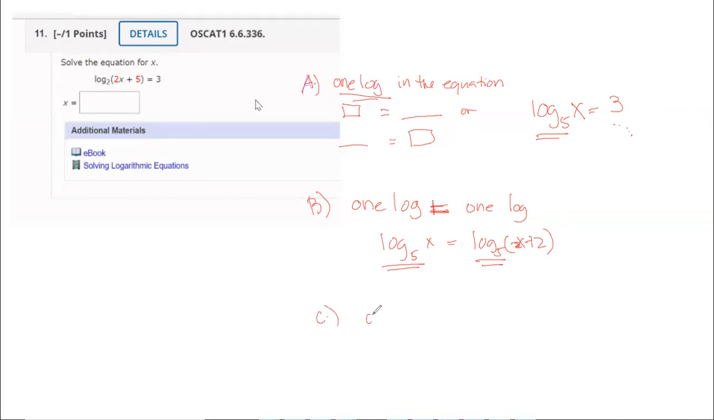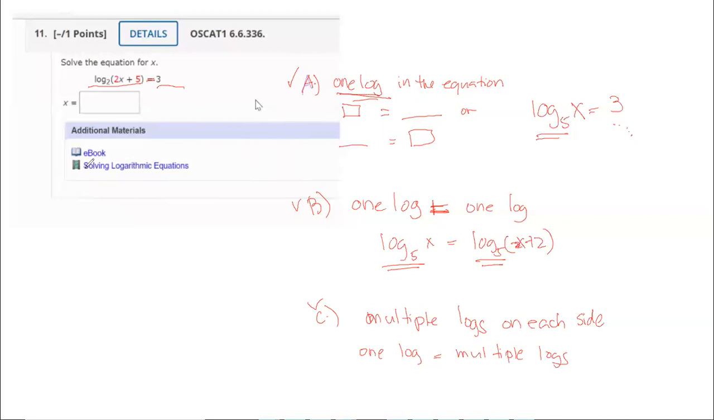Number 3 will be multiple logs on each side, at least one side having multiple logs. It could be one log here and then equals multiple logs, or multiple logs on both ends. So looking at this expression, you look at your equal sign, how many logs here, and how many logs there. That's what you need to look at. So which situation is this going to be: A, B, or C? Obviously that's going to be this type.